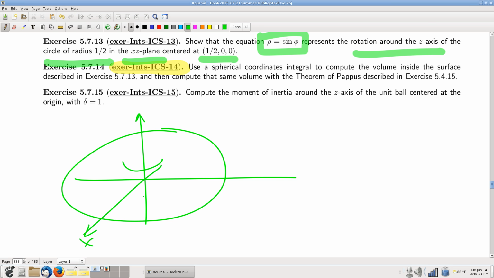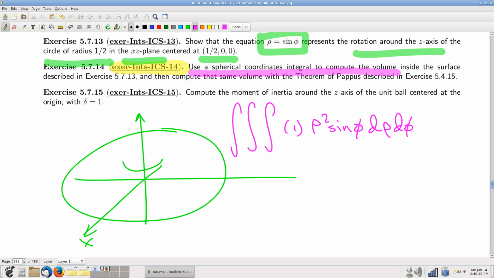Okay, so we want to use a spherical coordinates integral to compute the volume. So it instructs us. Well, it's going to be a triple integral of 1. That's how we compute volume. dV is rho squared sine phi d rho d phi d theta. So that's most of the integral that I need to compute.